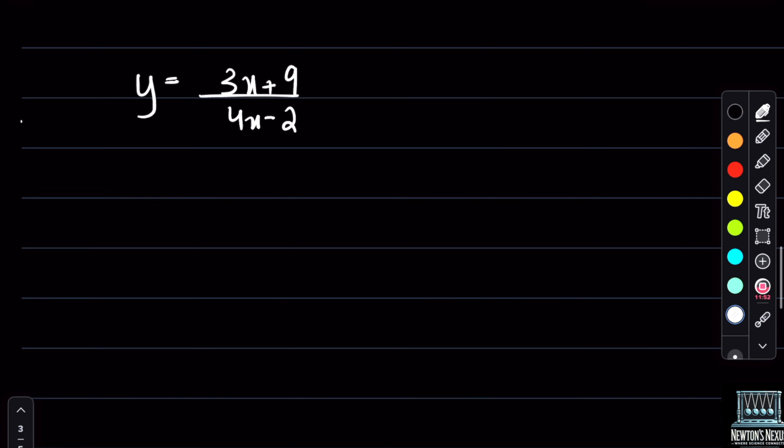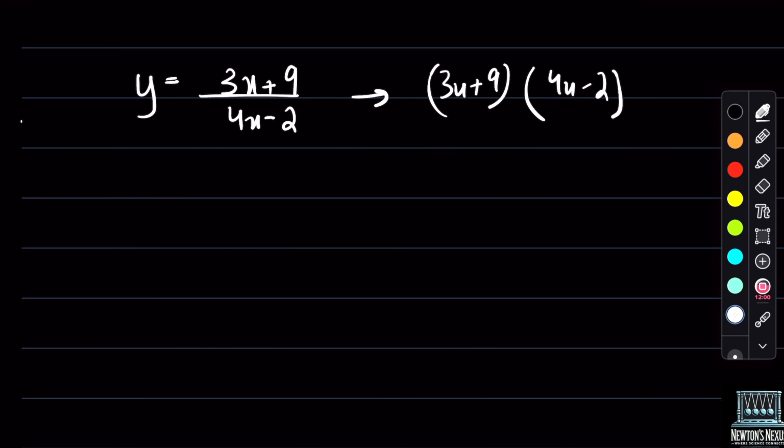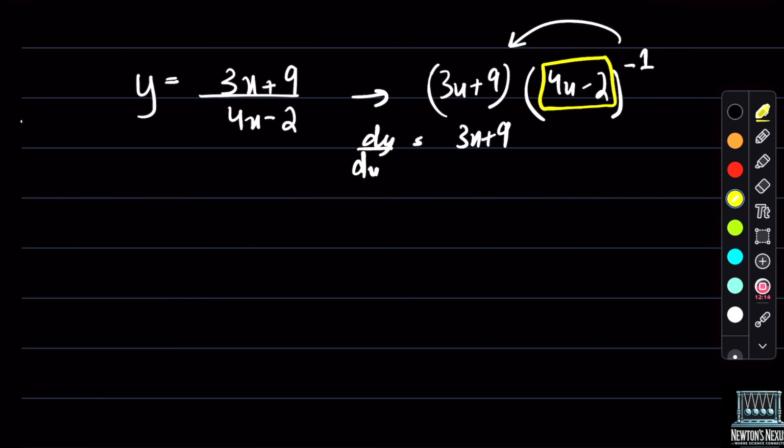Okay, so 3x plus 9 upon 4x minus 2. First things first, let's bring our denominator to the numerator. It becomes 4x minus 2 with the power of negative 1. Okay, so now let's take the derivative. It becomes 3x plus 9, and through the power rule, negative 1 goes behind the box, and my box is 4x minus 2. Okay, so simply it becomes negative 1.